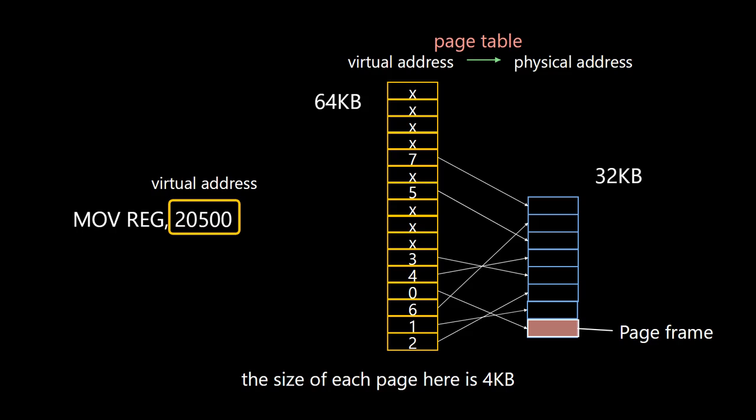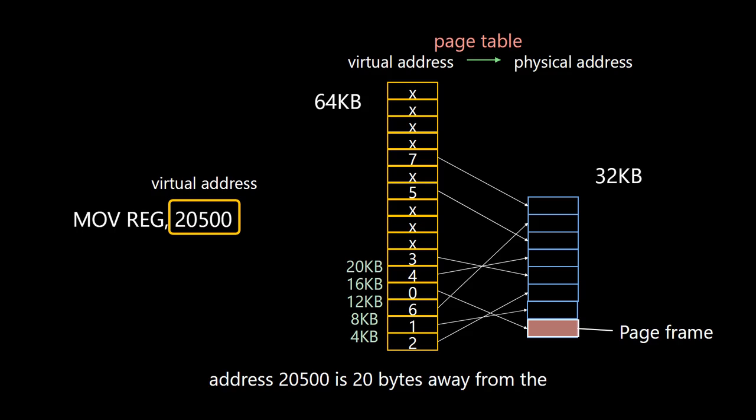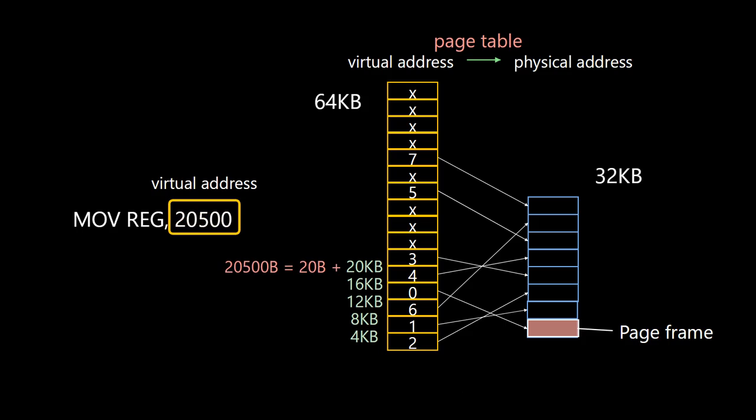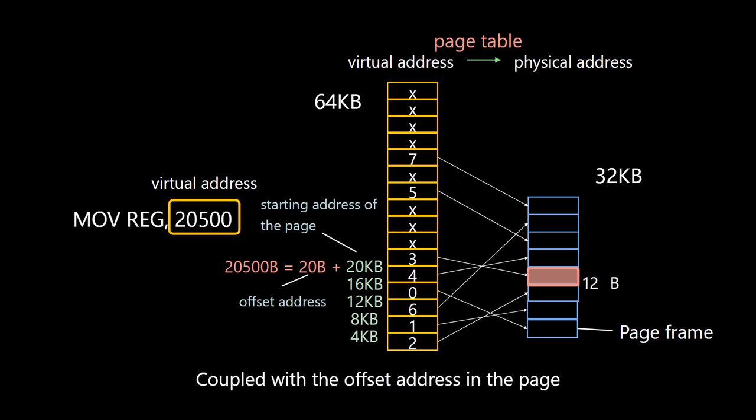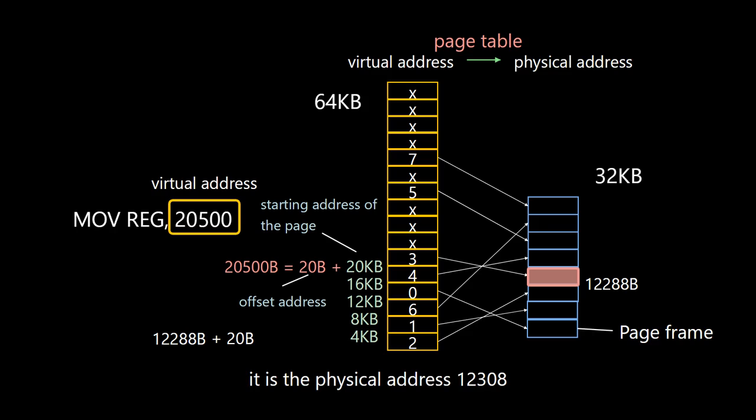First of all, the size of each page here is 4 KB. Therefore, address 20500 is 20 bytes away from the start address of page 5. Here, 20 KB is the starting address of the fifth page, and 20 bytes is the offset address within the page. Then, according to the mapping relationship, it is page frame number 3. Its starting address is 12 KB, which is 12288 bytes.